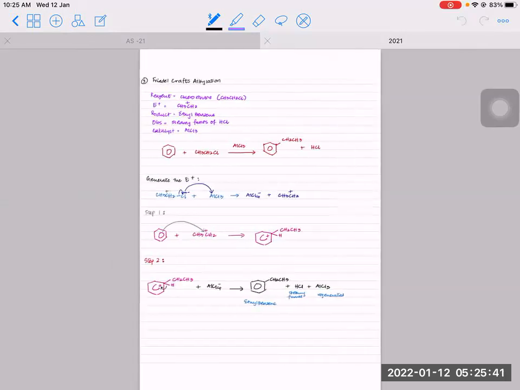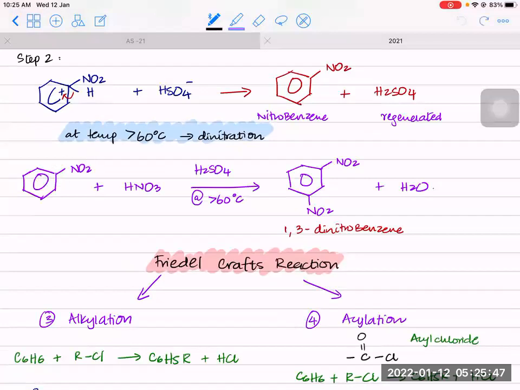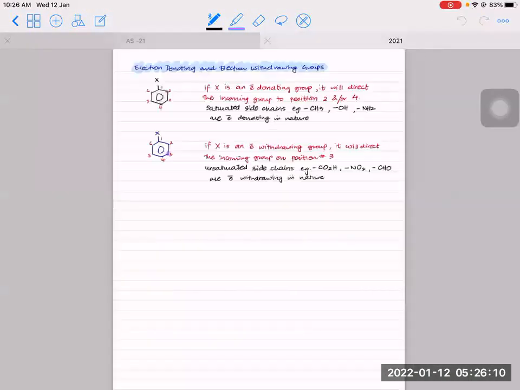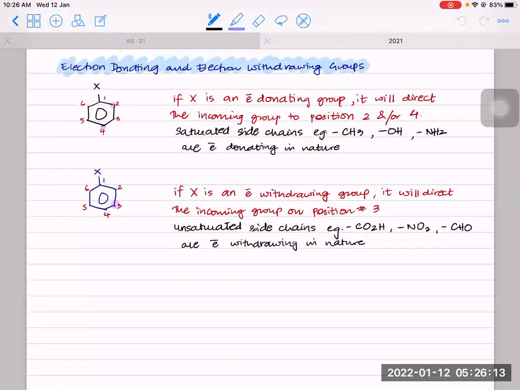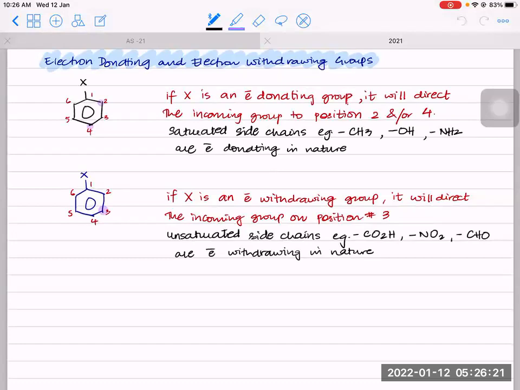And that is why, if you remember, in dinitration, you already had one nitro group here. And nitro is what? Electron withdrawing. So the new group that will come, that is again a nitro, that will go on which position? Position number 3. Had this been an electron donating group, then your incoming group would have gone on position 2 and or 4. But if it is electron withdrawing, it sends the incoming group on the 3rd position. And if it's electron donating, then it will send the incoming group on position 2 or 4. Clear?